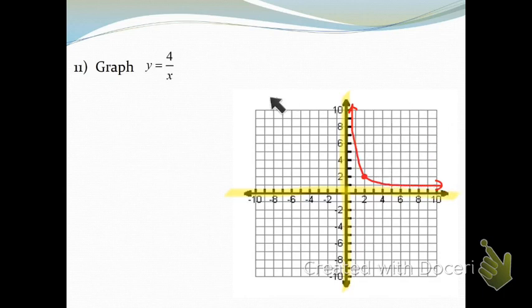Now, think about this. If I plugged in -2, follow me up here on the screen. What's 4 divided by -2? -2. So there's a point down here, and it's doing the exact same thing. It's approaching those two asymptotes in the third quadrant. Okay? Don't make it more difficult than what it is.